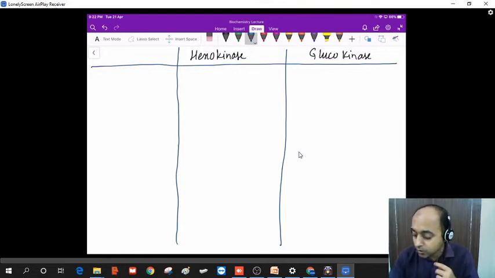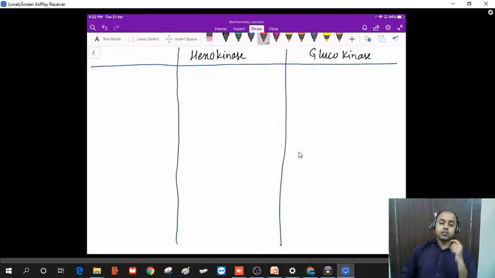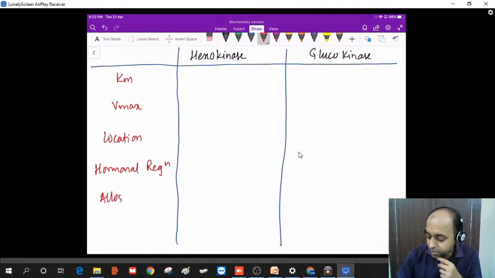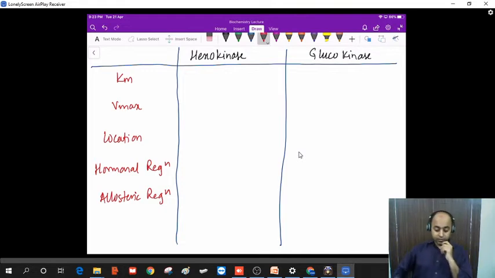Okay, a few points on which we must compare the two isoforms or the two isoenzymes are the Km, the Vmax, location, hormonal regulation, and allosteric regulation. And then the picture will become very clear. Let me complete this and then I'll go back to the debranching enzyme.